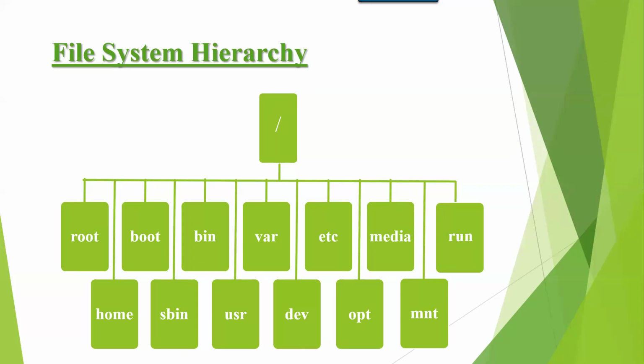USR contains default applications which comes along with operating system. That applications are stored under USR. Var contains log files. System log files are stored under var. Dev contains devices information, means partition information stored under dev. etc contains configuration files. System configuration files are stored under etc. OPT contains optional applications which we install manually.